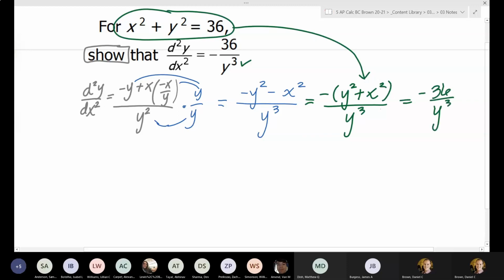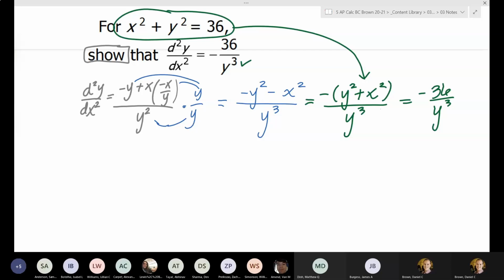Showing your work and process clearly for this type of problem is important because, again, they're telling you the answer, so no one's going to be proud of you for saying the derivative is negative 36 over y cubed. What you need to be able to show is the steps of how you go from your second derivative into the one that you are expected to be able to find.